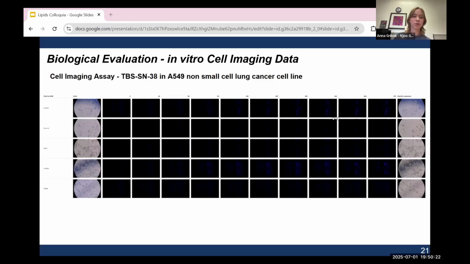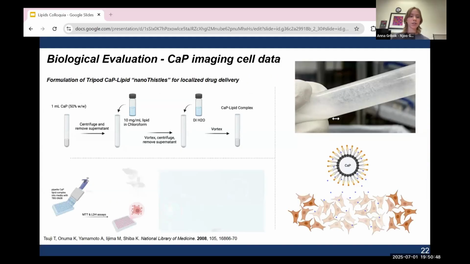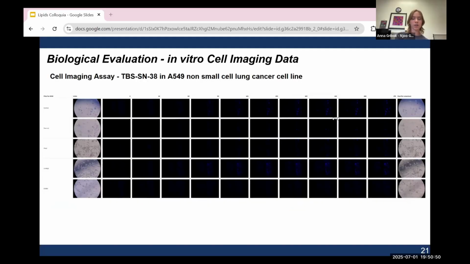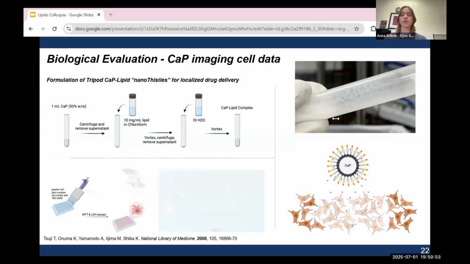TBS SN38 showed pretty good data as shown here, although it's not really shown well. It still showed that, similar to the washout assay, TBS SN38 saw little to no difference in cell permeability over 5 minutes between the no lipid positive control and the other lipids. Due to this, we wanted to find another way for our drugs to get into cells.